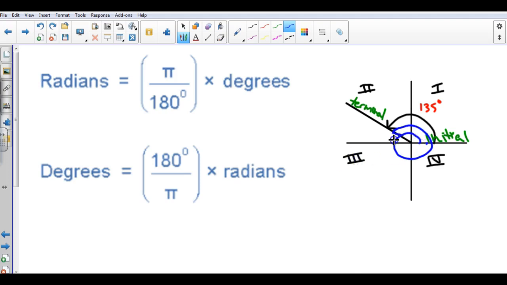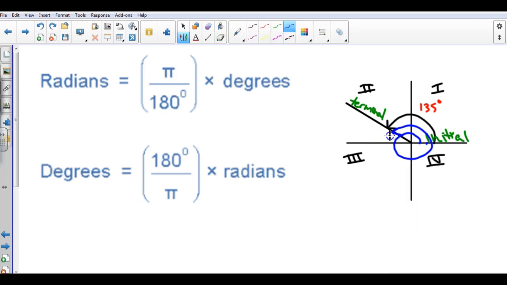If I were to go around 360 and then add on 135 degrees, sounds kind of weird, but I would have a 495 degree angle. That is a coterminal angle. What that means is 495 degrees is going to produce the same terminal side. So if I had one positive and one negative coterminal angle, my positive would be 495, my negative would be negative 225.